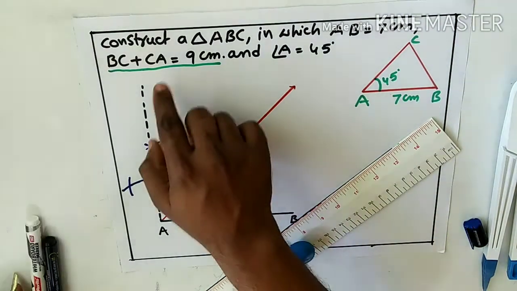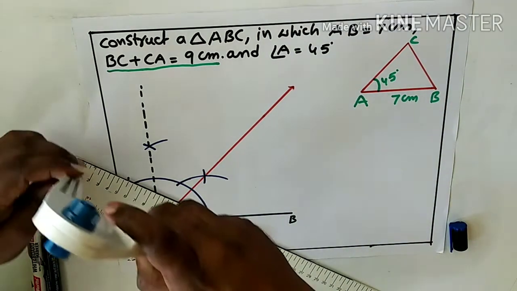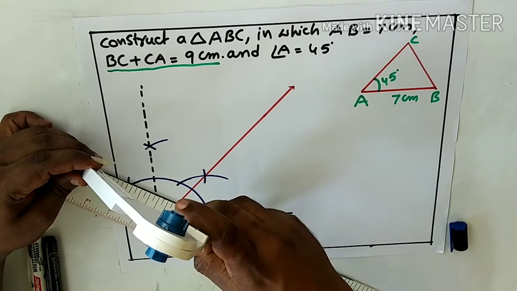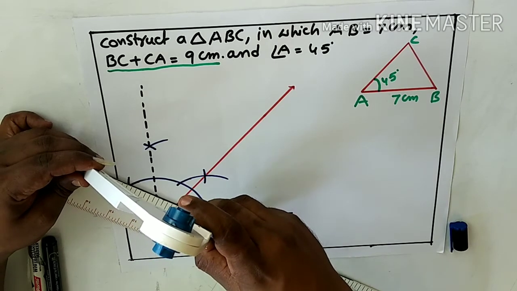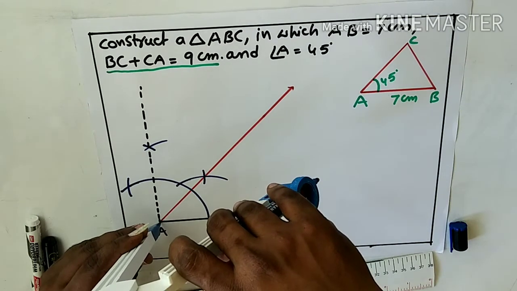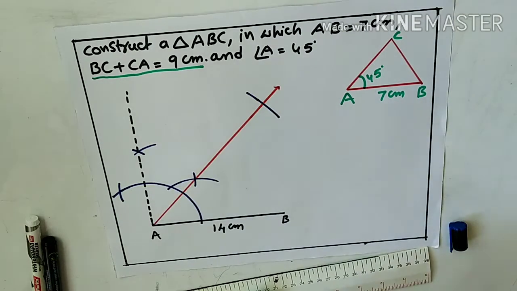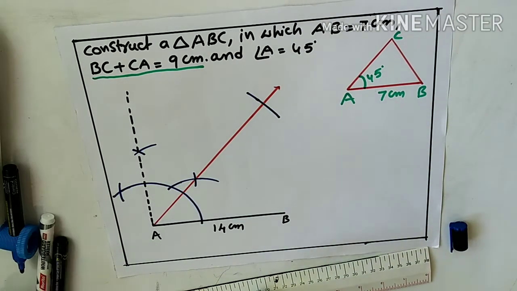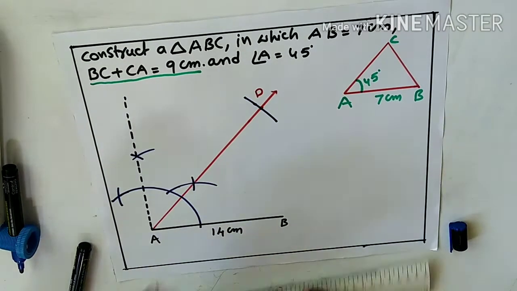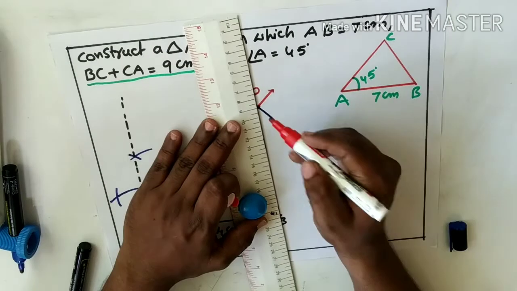Now BC plus CA is equal to 9 centimeters. Actually I am doing the double construction now, so 18 centimeters I will take. Draw an arc on this ray. Now what is this point? Name this as D. Now I am joining BD.